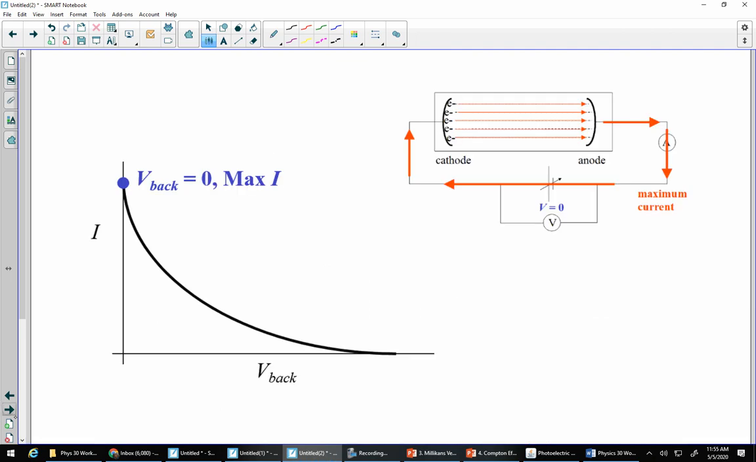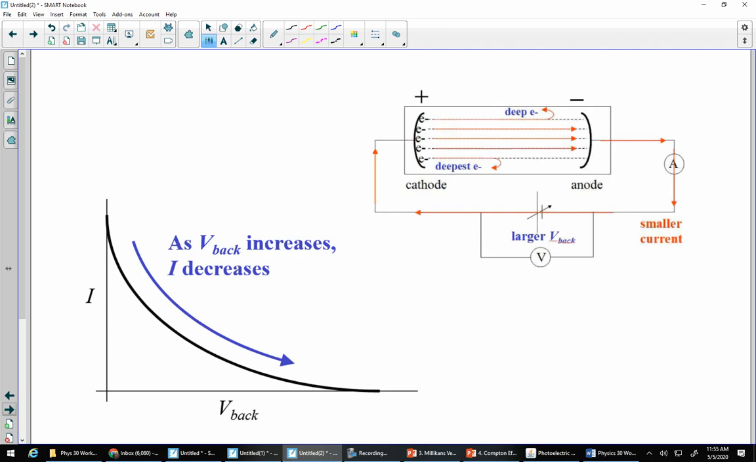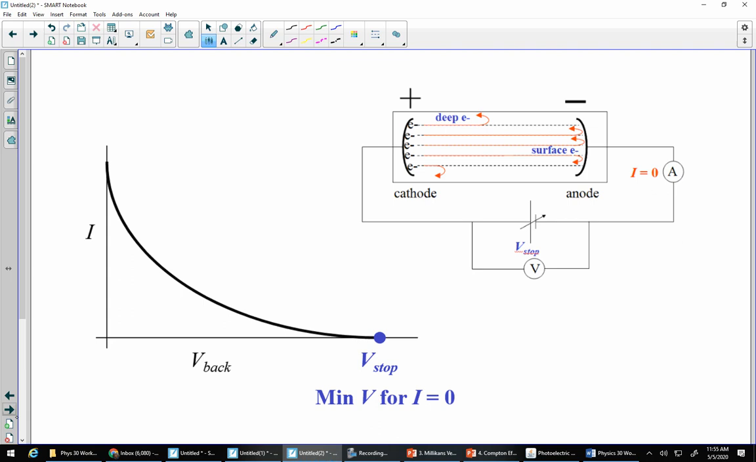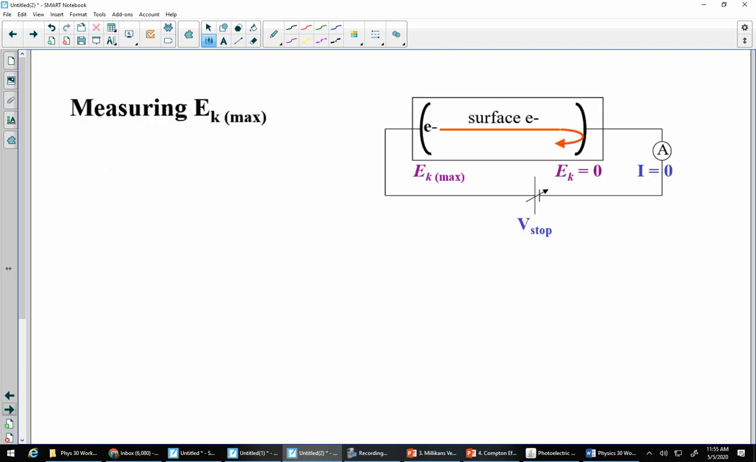Cool, so that's the graph that Millikan discovered. Again, highlighting a couple little pieces here. So as the back voltage increases, the current decreases until we get to that stopping voltage. That's our minimum voltage for 0 current. Excellent, very nice. So what this gives us, and what Millikan discovered for us, is a new way to actually measure the kinetic energy. Before this, it was all just a thought, right? It was a great idea, but it was just an idea. Now we've got a way that we can actually measure our kinetic energy.